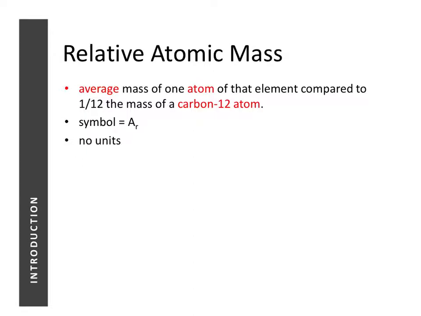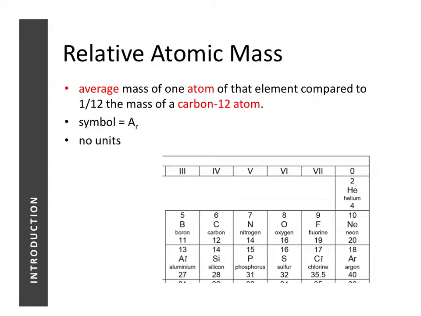The symbol for relative atomic mass is Ar. And since it is compared to something, it doesn't have a unit. For example, when you compare your weight to someone else's weight, you are 2 times as heavy. So whenever you see relative masses, they actually have no units.